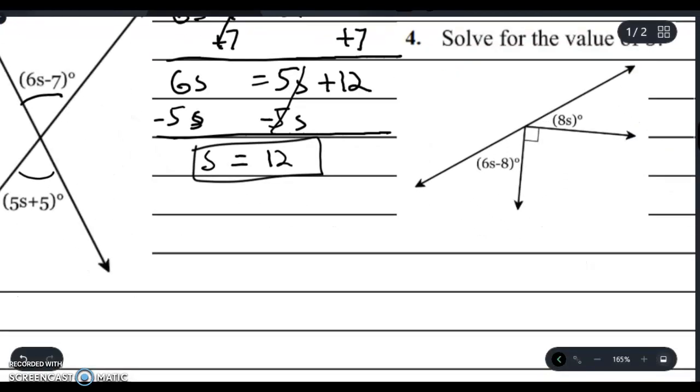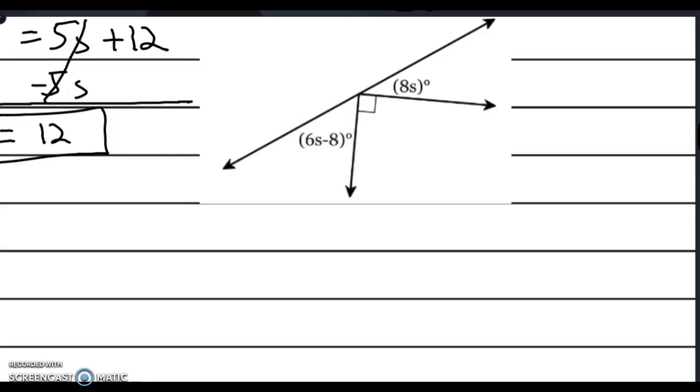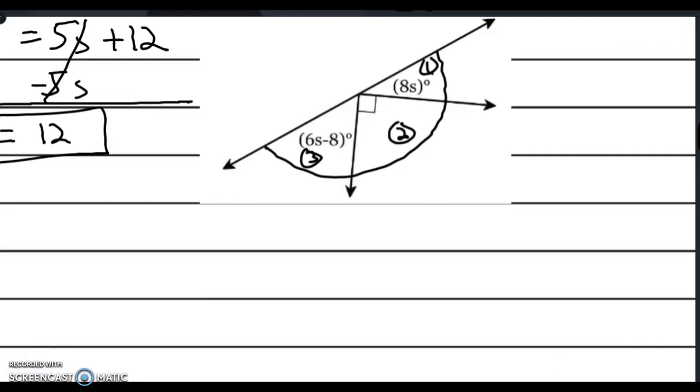All right, let's take a look at this one. So this one's kind of a weird shape, but I do know from here all the way to here on this straight line, each one of these angles add up to equal 180. So if I call this angle 1, angle 2, angle 3, I know all 3 of them add up to equal 180. Now angle 2 I know is 90 degrees. So there's actually a couple ways to do this. You could just say 8S plus 6S minus 8 equals 90 degrees because you got 90 left over. But just to keep it simple, we know this is a linear pair. We want to add them all up and set them equal to 180.